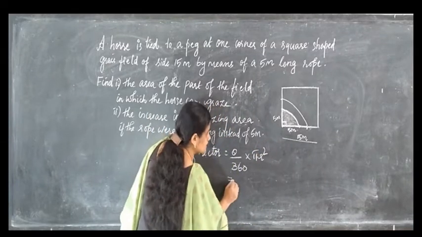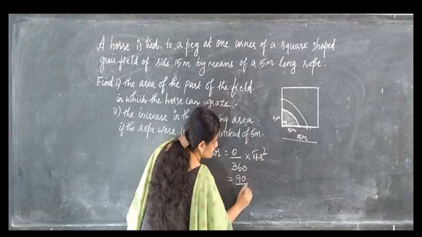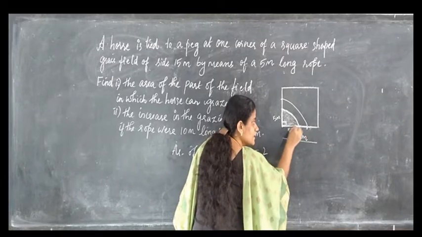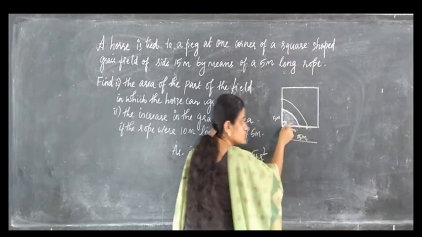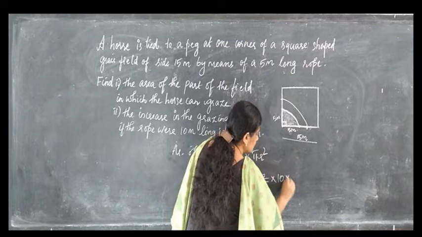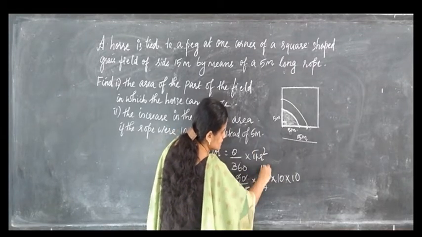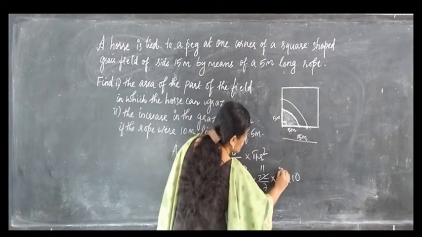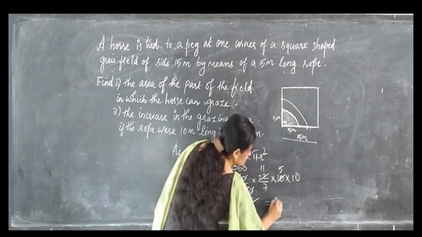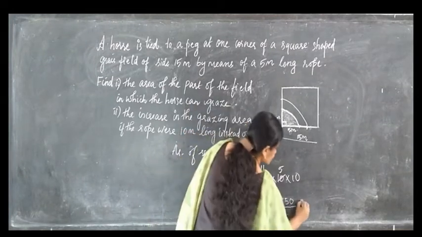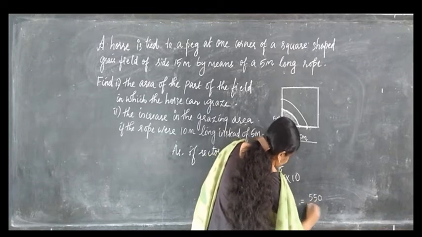Now what is theta? 90 degree. 90 by 360 into 22 by 7 into, first the radius was 5 meter, now it becomes how much? 10 meter, into 10 into 10. So by 4, 4 and 11, 2, 2 and 10, 5. So what will be the answer? 11 into 50 by 7. So what is that? 550 divided by 7. The answer is 78.57 meters square.